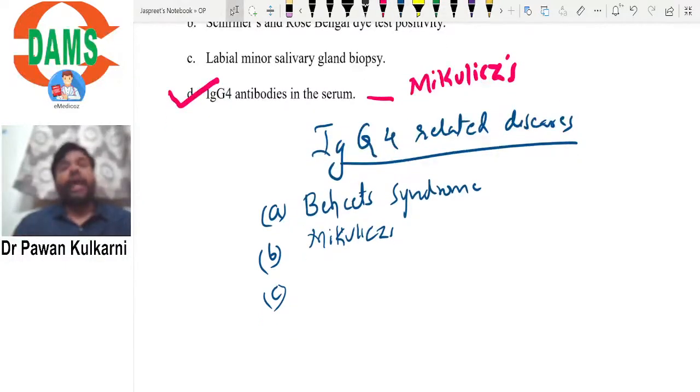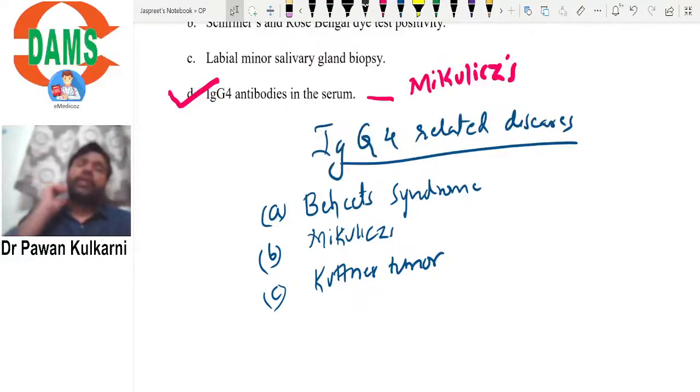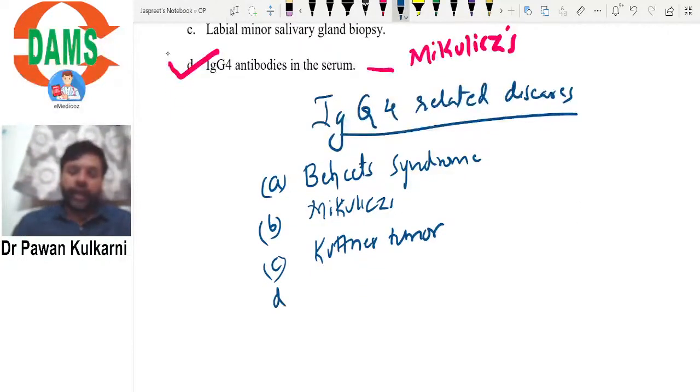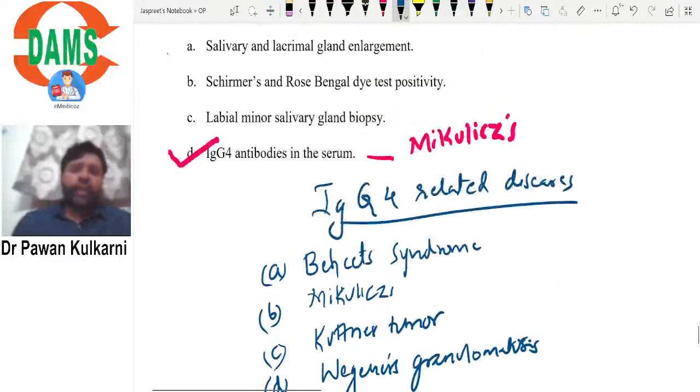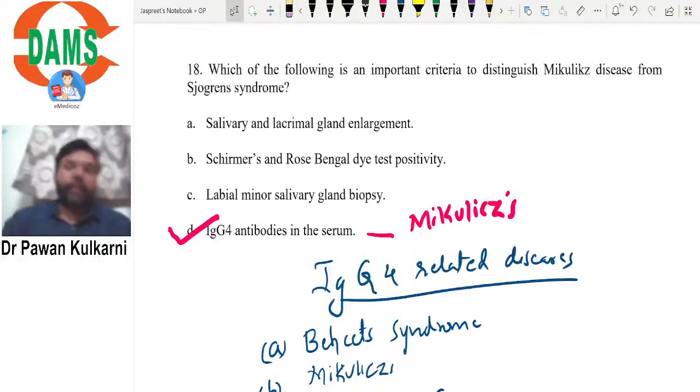Then we have something called Kuttner's tumor. What is Kuttner tumor? We typically call it chronic submandibular sclerosing sialadenitis, where you palpate the submandibular gland and it is very hard. That is called Kuttner tumor. And sometimes we can see IgG4 related disease in something called Wegener's granulomatosis also. So these are the conditions where we will be able to see IgG4 related diseases.